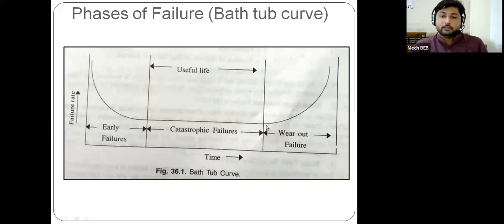And when the useful life is over, here you can see on this curve that the rate of failure will increase exponentially. So, getting everyone, what is meant by early failure, what is meant by catastrophic failure, and what is meant by wear out failure. Now this curve is the failure curve. This curve showcases the failure rate of a particular product. It looks like a bathtub, so it is called a bathtub curve. Getting everyone?